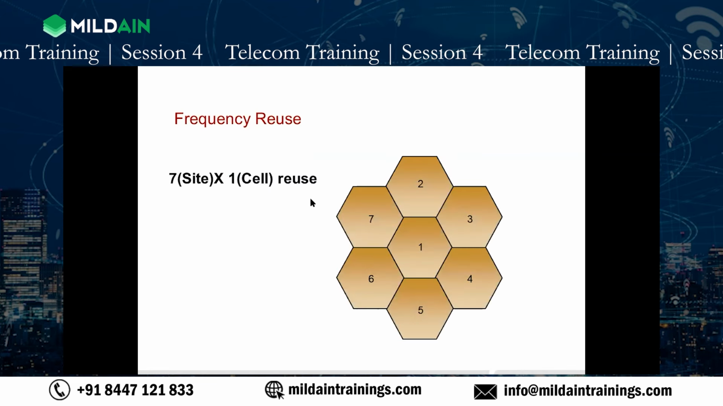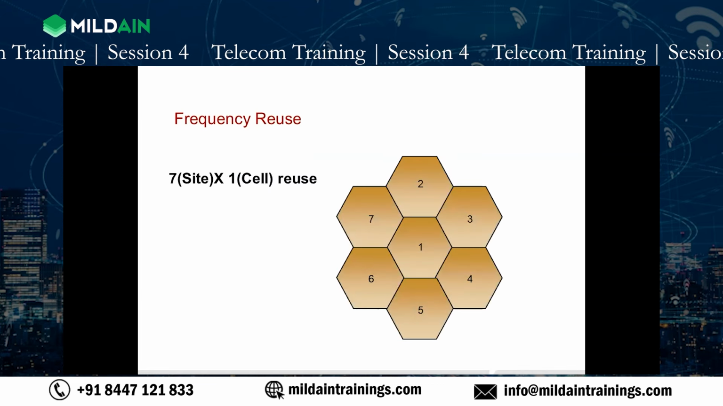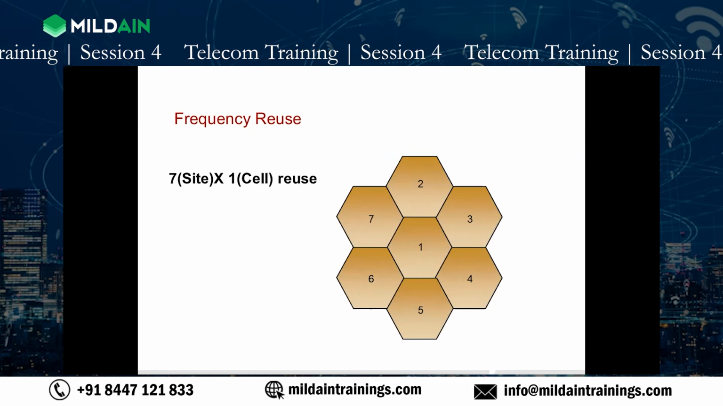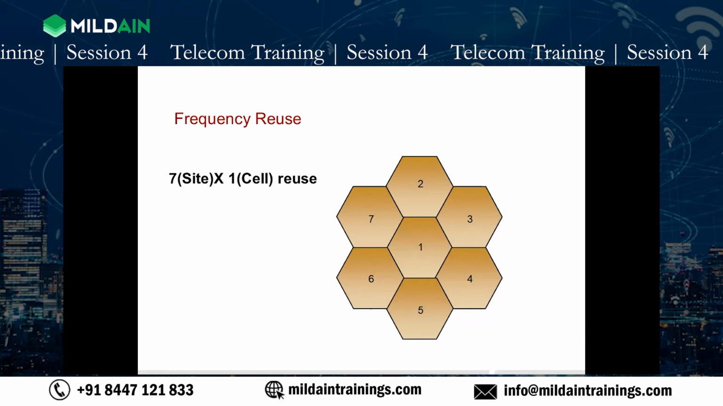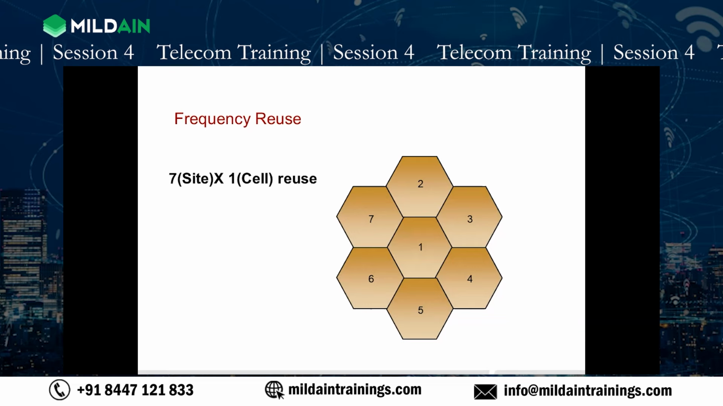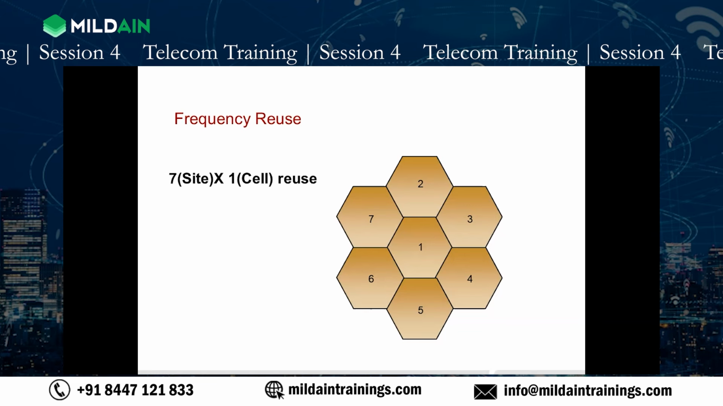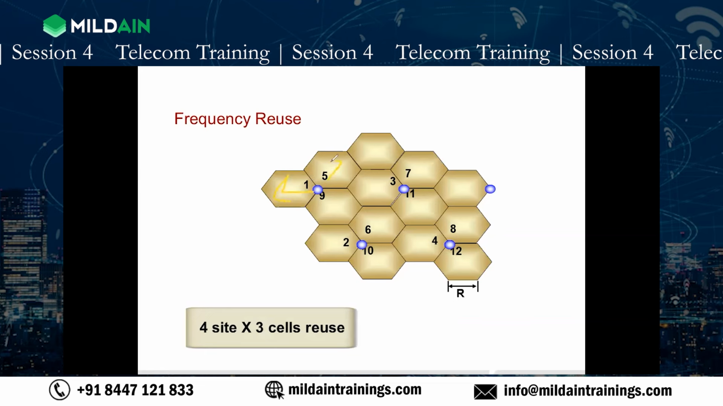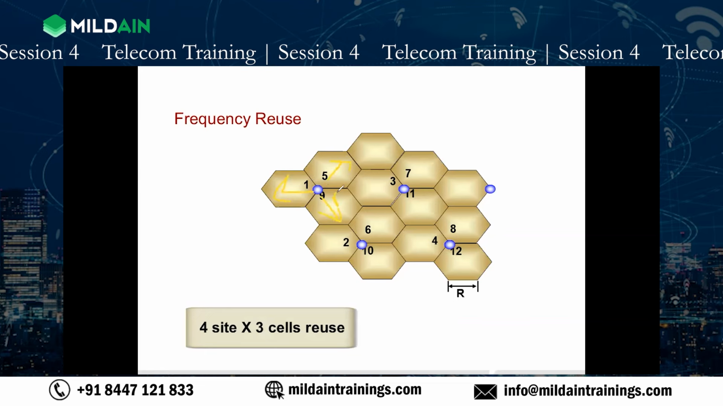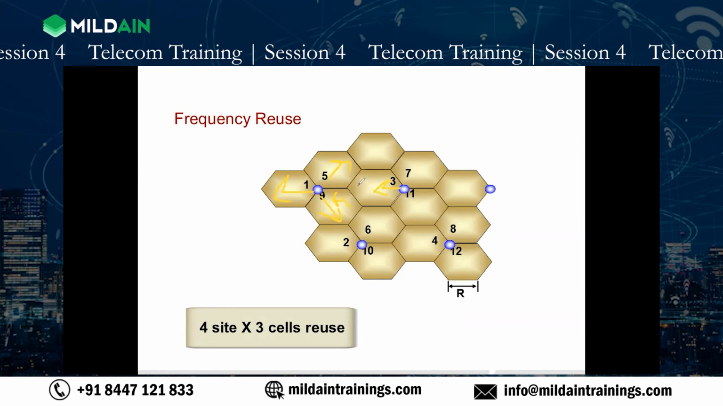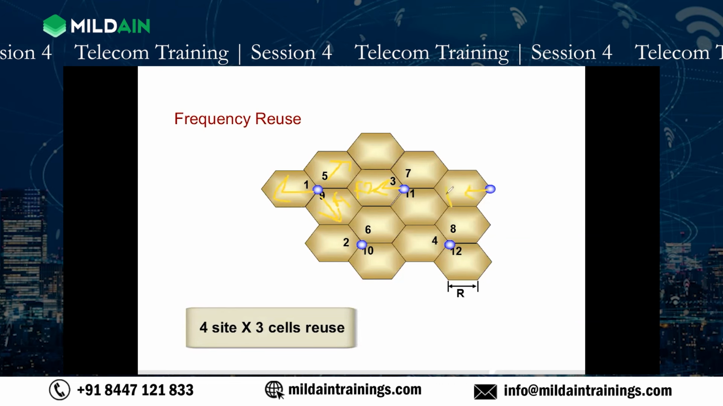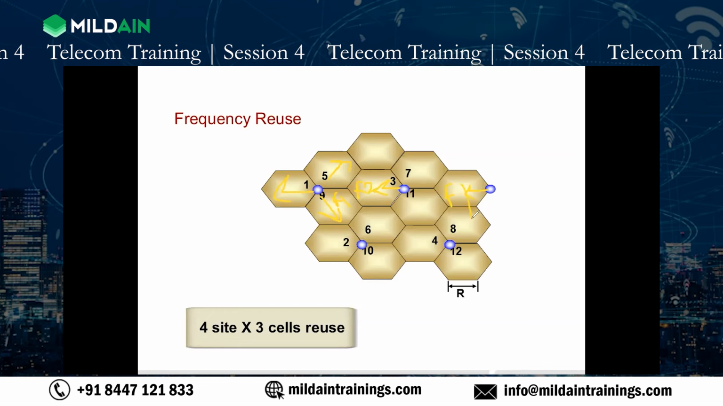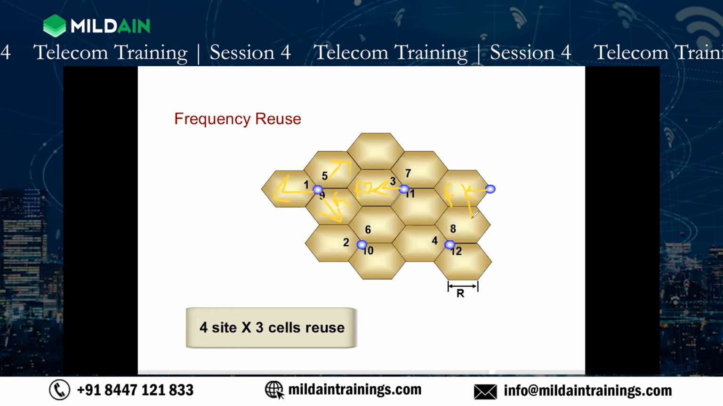See this one. This is a universal rule: 7 site, 1 cell reuse. Generally on paper we do the planning in a hexagonal way. We draw hypothetical hexagons, covering one city, and each is covered via one cell. This is one tower covering in 3 directions. Assume this is F1. In the same direction I can't use F1, but here I can use F1. This is called frequency reuse because they are very far away and not reaching each other.